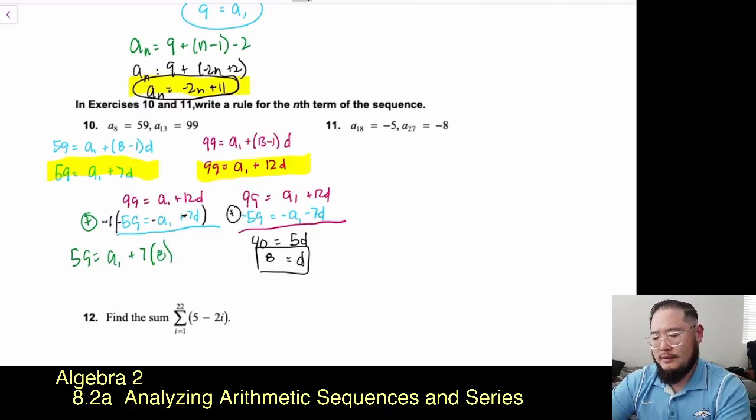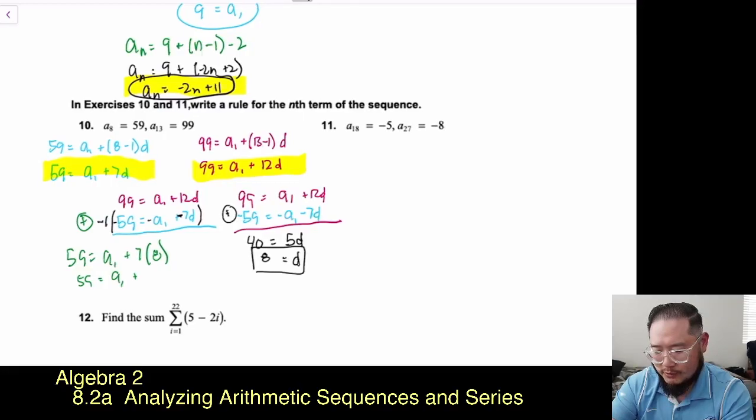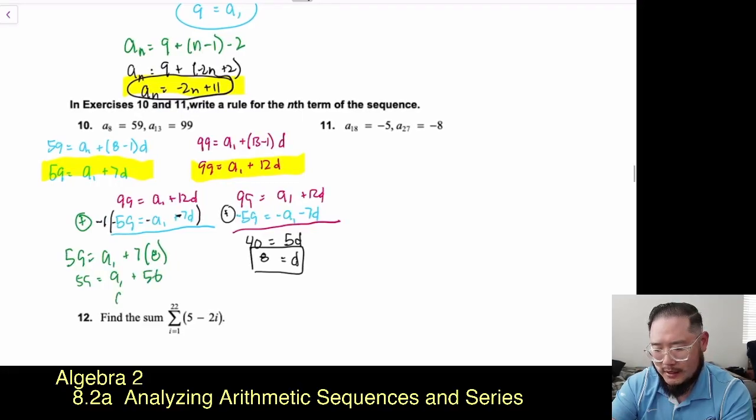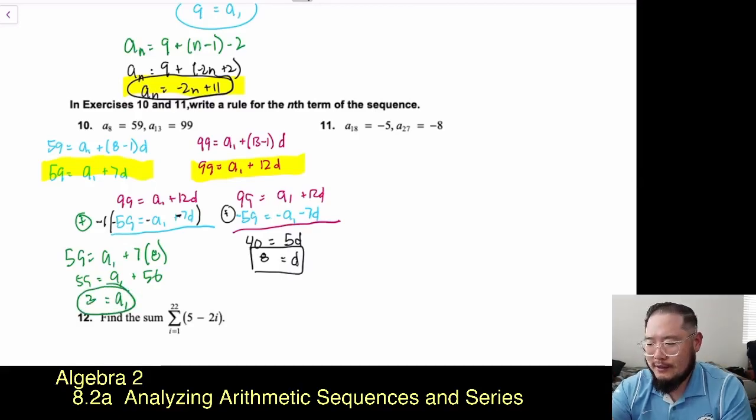And then we go ahead and solve things out. We got 59 is equal to a1 plus 7 times 8, which happens to be 56. And so when I subtract 56 from both sides, the first term is 3. The common difference is 8. So we got one last thing to do: let's take both of those and come up with our rule.